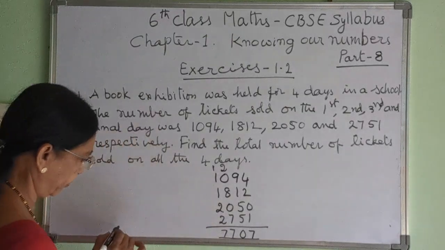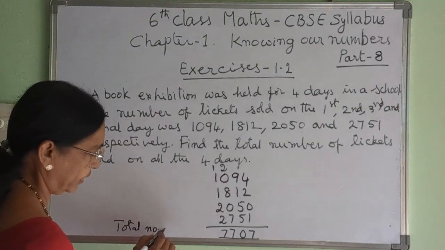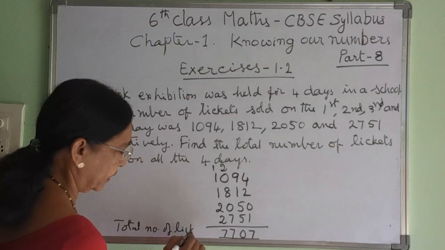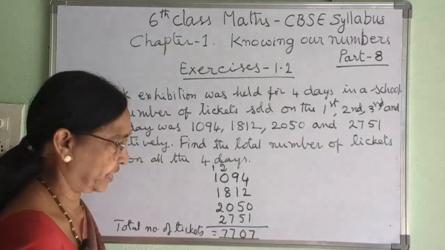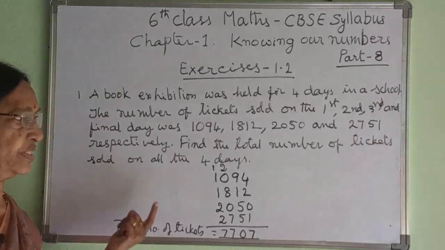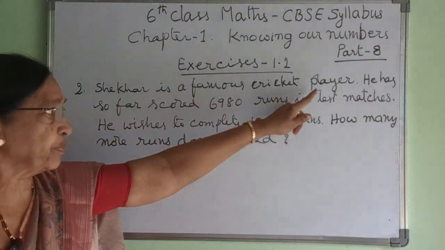Therefore total number of tickets sold in all the 4 days is 7707. Just addition. So second problem, Shekhar is a famous cricket player.